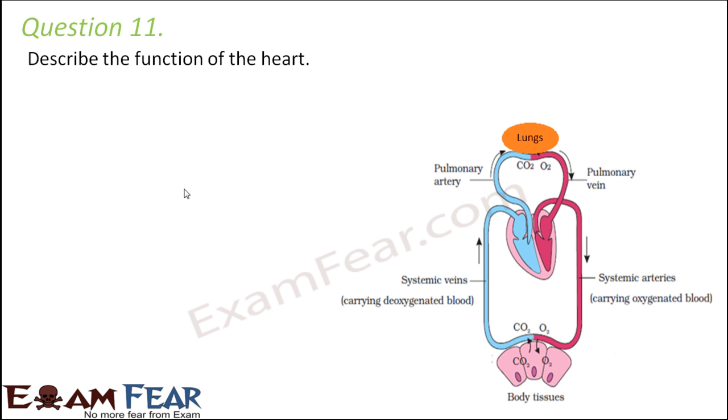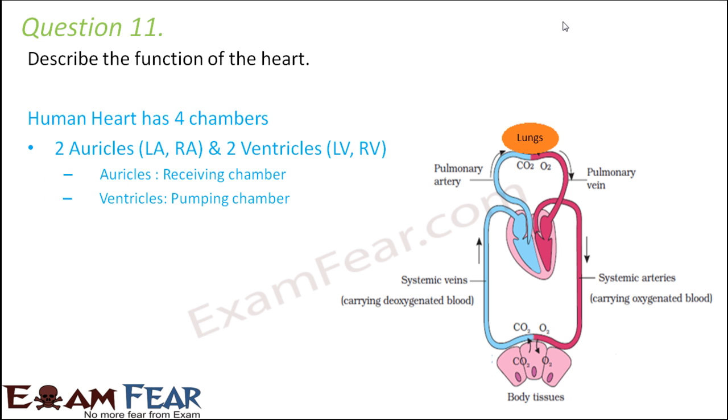So that means blood is needed by all parts of the body, and heart is that organ which helps to pump blood. And heart, as I have mentioned before, it has 4 chambers, 2 auricles and 2 ventricles. So auricles receive blood and ventricles pump blood. So here you can see this is the right auricle, this is the left auricle, this is the right ventricle, and this is the left ventricle.